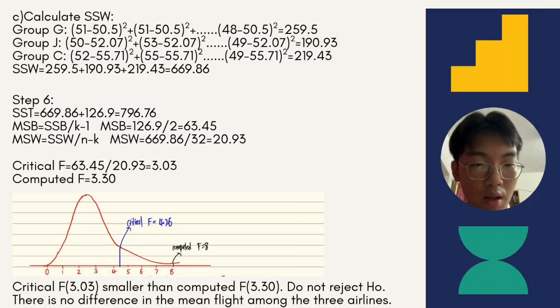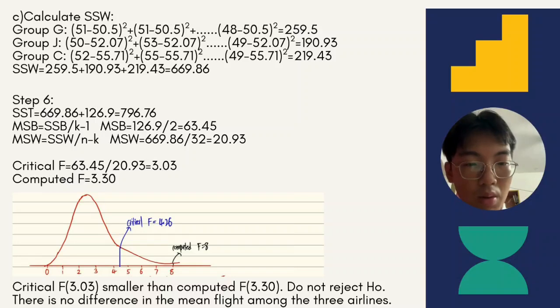After that, for the final step is step 6. So we can find that the SST is 796.76. And then we need to find the MSB. So the MSB we need to find that is 66.9 divided by 2. So we get it is 33.45. And MSW is we need to use the 669.6 divided by 32. So we get it is 13.97. So the computed F is which we use the MSB divided by MSW. So we can find it is 0.03.